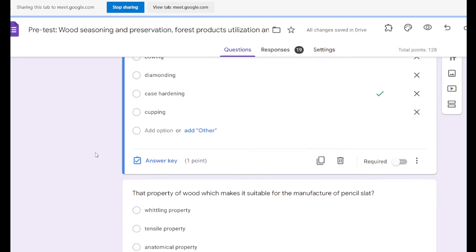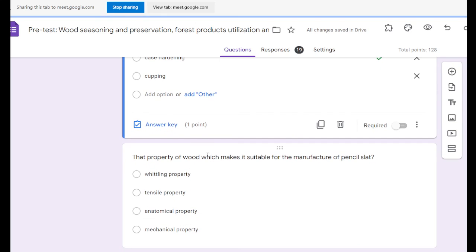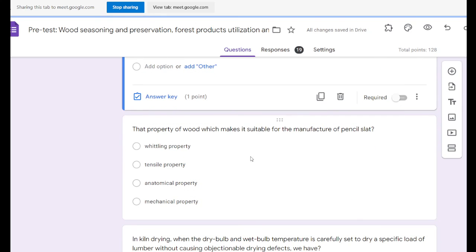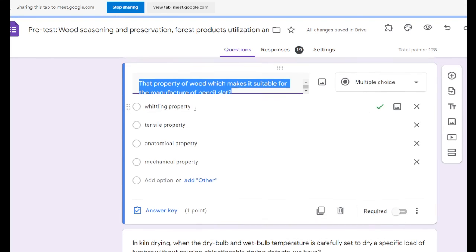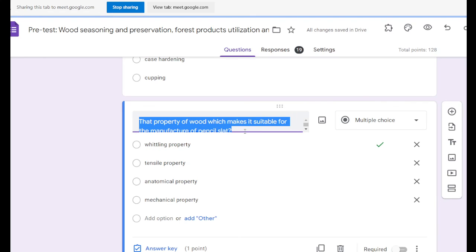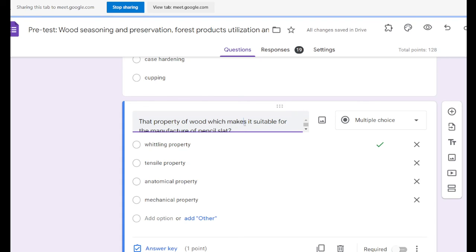The property of wood which makes it suitable for the manufacture of pencil slats. So what's the answer? The answer for this question is the whittling property. Whittling, how easily it can be sliced, how easily it can be cut. Because it is important for pencils, especially when sharpening. So, that's the whittling property. It should be easy to sharpen.